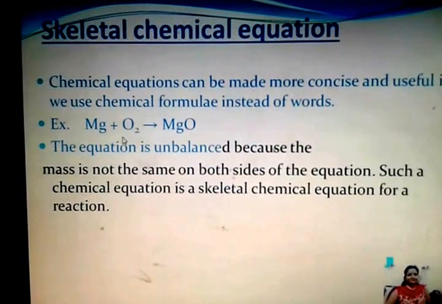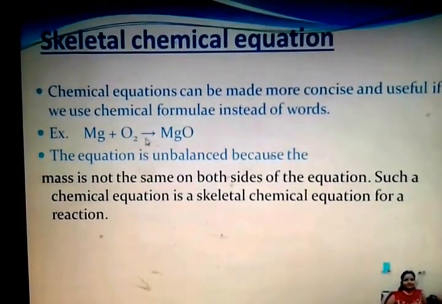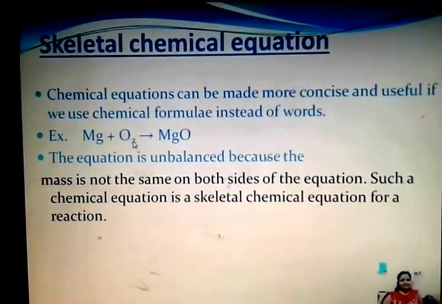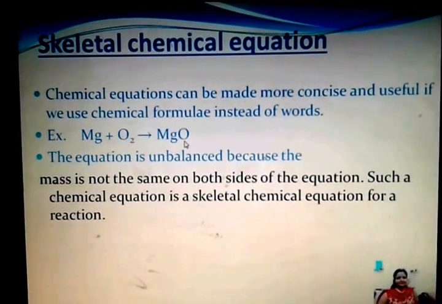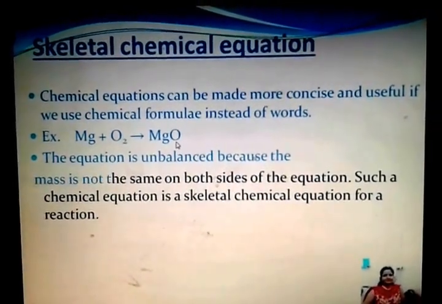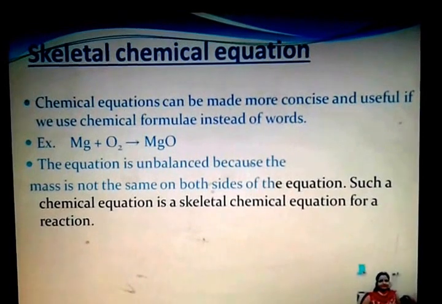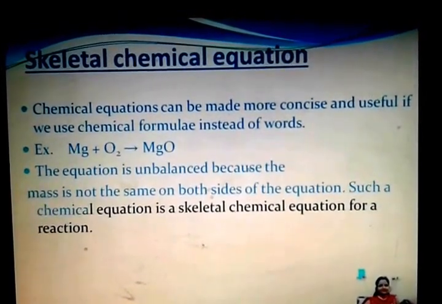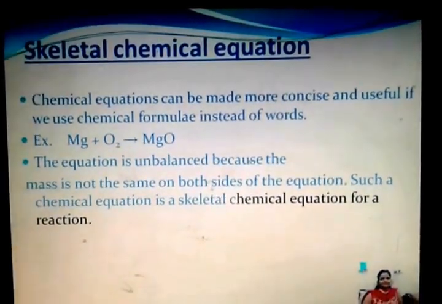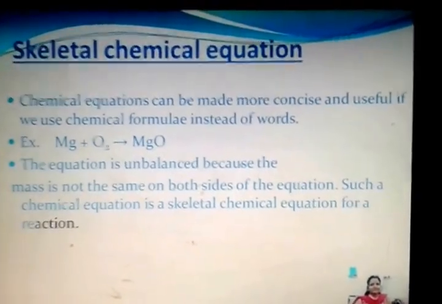As you can see here, magnesium is 1 on both sides, but oxygen on the left hand side is 2 and on the right hand side it is 1. So it is an unbalanced equation. Mass is not the same on both sides of the equation. Such a chemical equation is a skeletal chemical equation for a reaction.